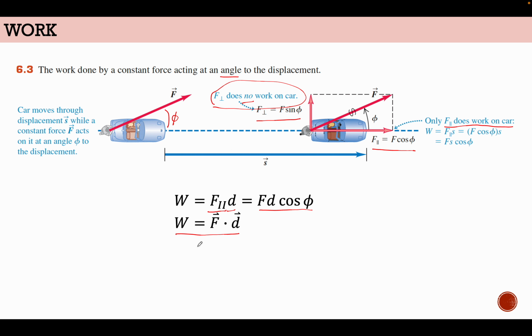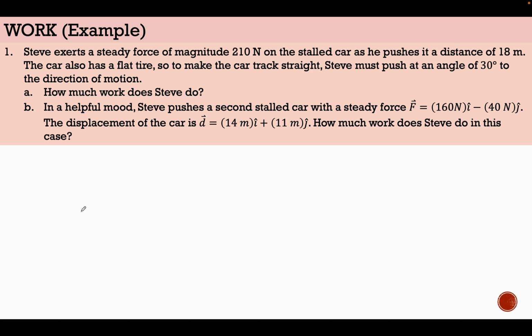So we have again two equations. For the straight line displacement, work is equal to force times the displacement. And if we are dealing with a force acting at a specific angle, work is equal to force times the displacement times the cosine of the angle phi. Okay, so we have here an example. First example for work.